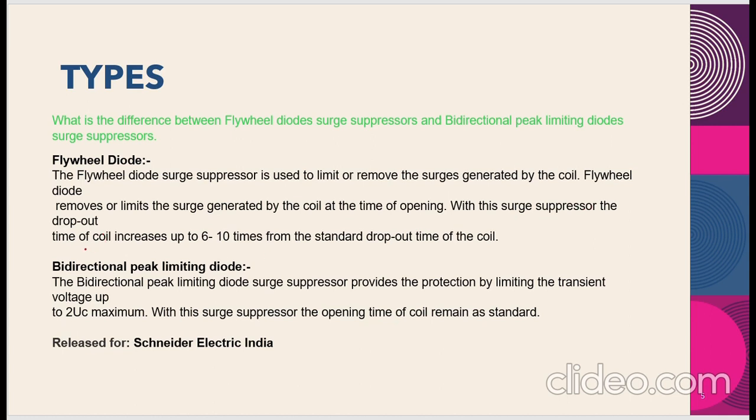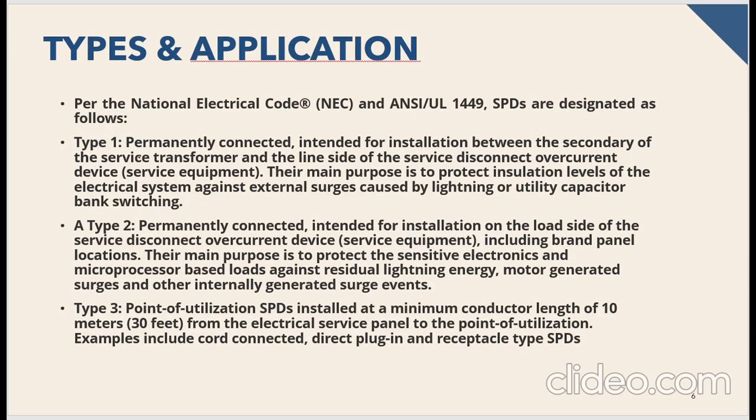With this surge suppressor, the dropout time of the coil increases up to 6 to 10 times the standard dropout time of the coil. That is how it works. So here there are two types. It also comes in a bidirectional type, but in industry we mostly use only the freewheel type because it works in one direction. Further on, we go to type and application.